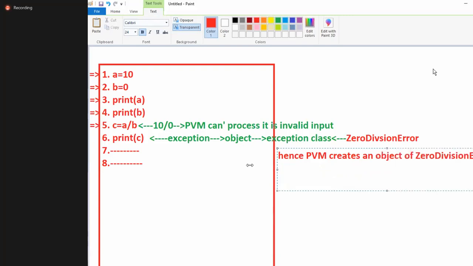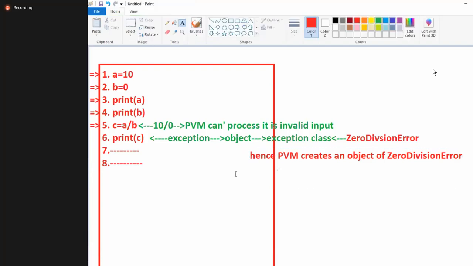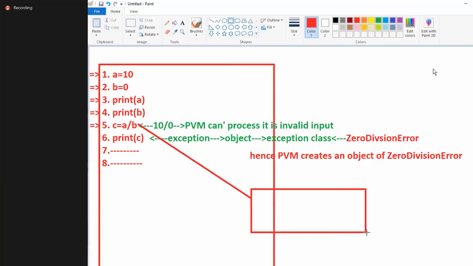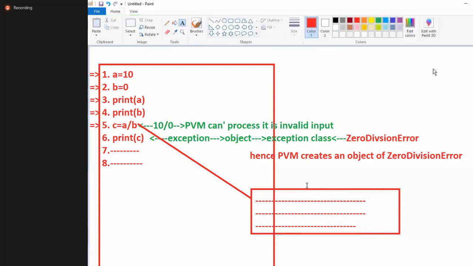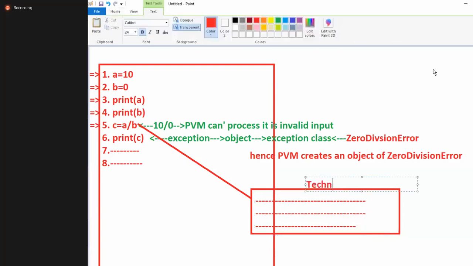You will be getting a big system error message. Nobody can understand it. I will show you that entire message. So much system error message will come. This technical error message only a programmer can understand, the end user cannot understand.